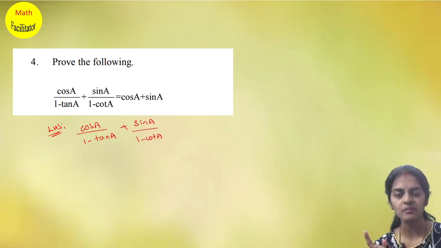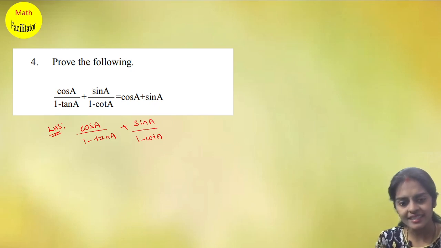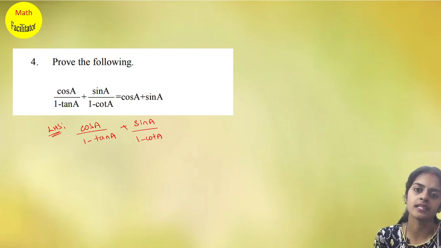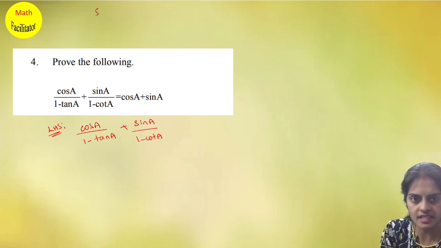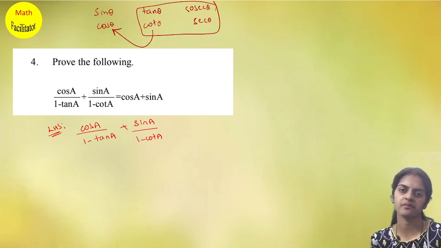Nothing I am finding here. Also, (a minus b) whole square, (a plus b) whole square, a square minus b square, nothing I am able to find here. Okay. So, when there is no identity which you are able to find, then the next step is you will convert tan, cosecant, secant, cot into sine and cos. You have 6 ratios, isn't it? Sine, cos, tan, cot, cosecant and secant. So these 4 ratios you will convert into sine and cos.